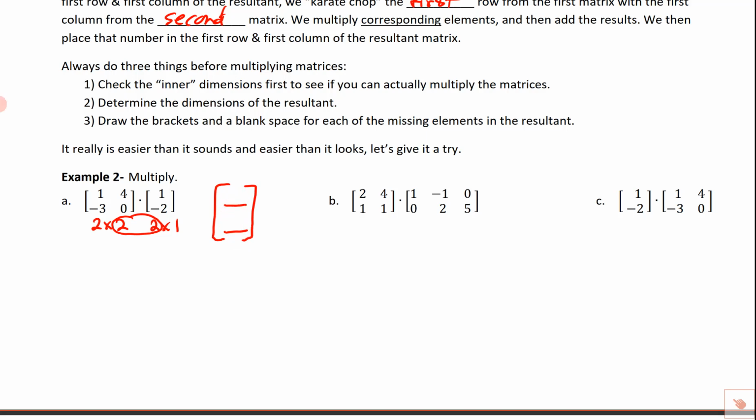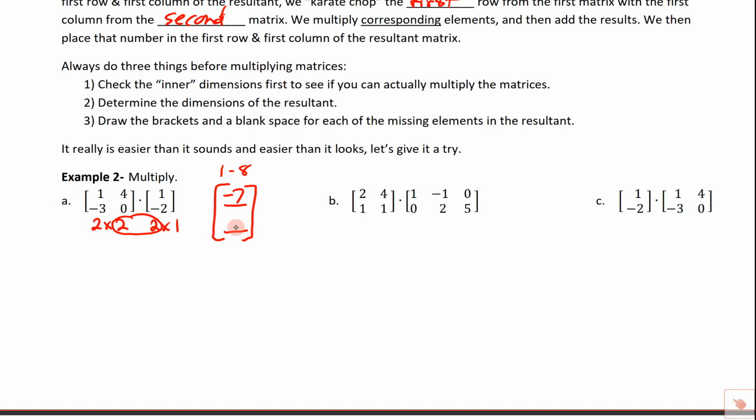So this is how we're going to do it. We're going to chop the first row with the first column. This element right here is in the first row, first column. So we're going to take the first row and multiply it by the first column. So what I'm going to do here is I'm going to say, okay, to multiply these correspondingly, we're going to multiply the 1 with the 1, and we're going to multiply the 4 with the negative 2. So we do 1 times 1, that would be 1. So I'm going to write this up here. And then 4 times negative 2, that would be negative 8. So when we put those together, we get a negative 7. So negative 7 is going to be the answer there. So I'm going to erase this right here and erase this right here.